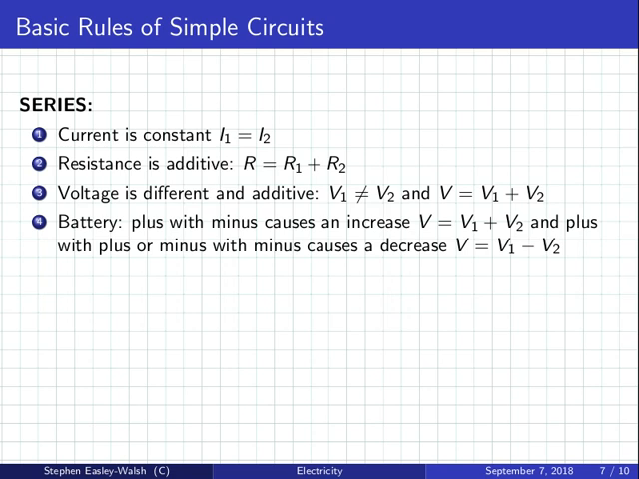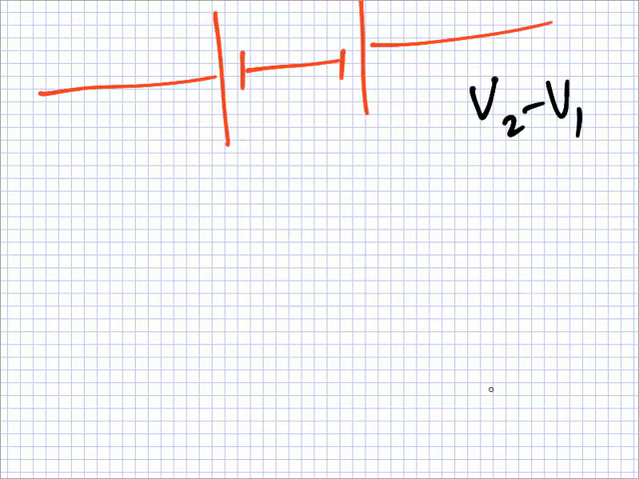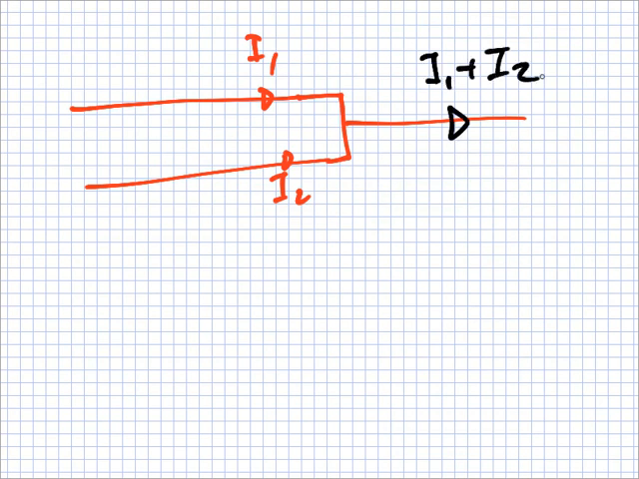Okay, you got that? So obviously what's going to happen next is we're going to have a look at parallel. So current is different and additive. In parallel, it means if you have one current here, I1, one current here, I2, they combine to make a current of I1 plus I2. Not too surprising.